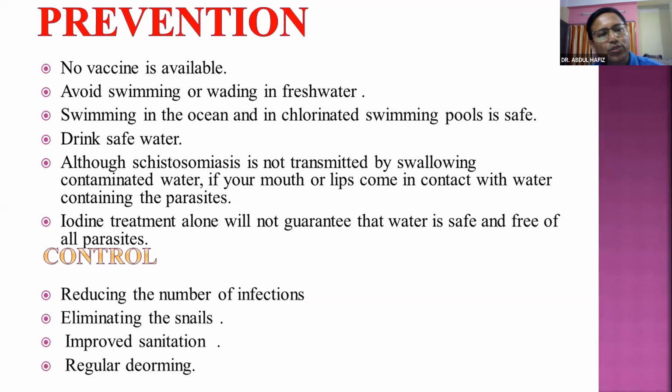Prevention, as we know there is no vaccine: avoid swimming or wading in fresh water. Swimming in the oceans and chlorinated swimming pools is safe. That means chlorine-containing swimming pools are very safe. Drink safe water. We should avoid field water, that means pond water, because it is of very zoonotic importance. And control strategies: reducing the number of infections, eliminating the snails, improving sanitation, and regular deworming.